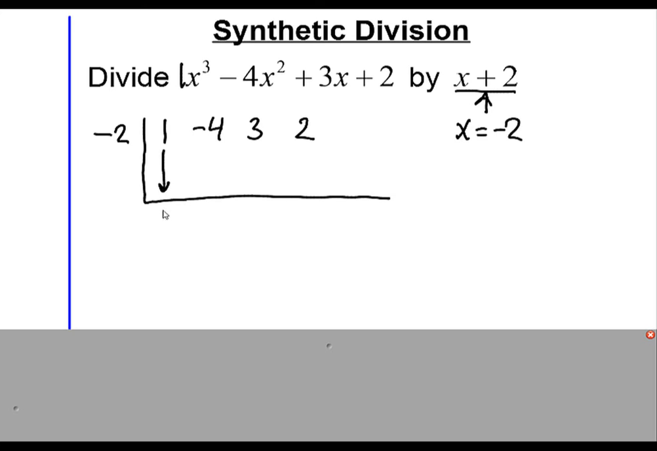We are going to bring down the 1. -2 gets multiplied by the 1, which gives us a -2. I then add these two to get my next number down below the division line. -2 and -4 make -6. Again, I take -2 and I times it by -6 and I get 12. Again, I add down and I end up with a 15. -2 times 15 gives me -30. And again, I add down and I end up with -28.